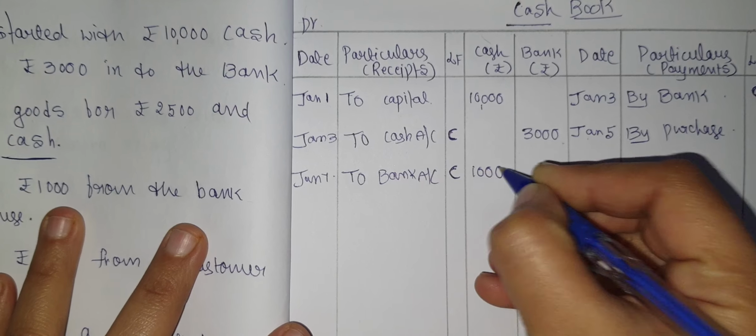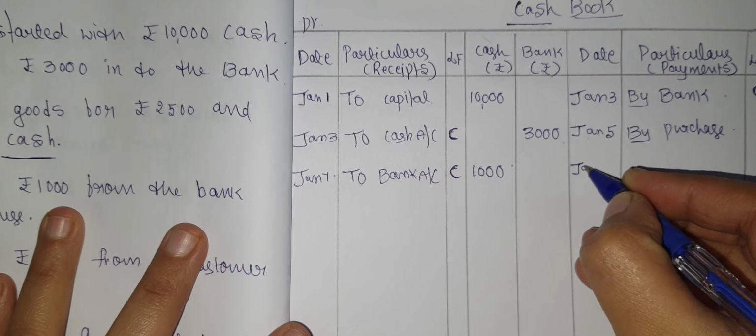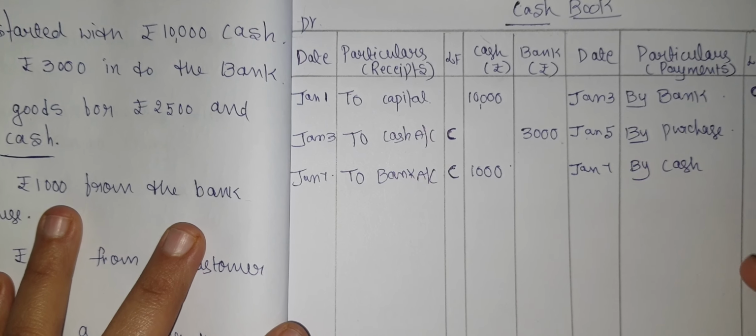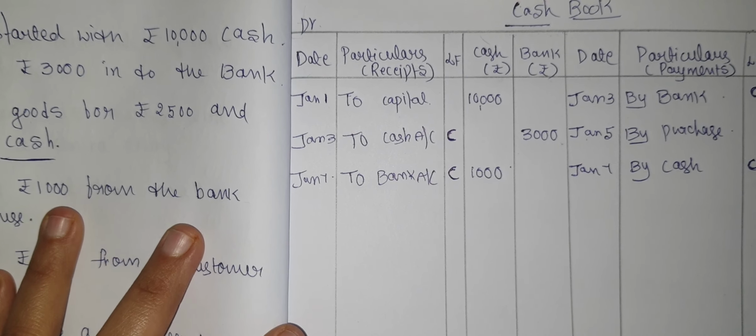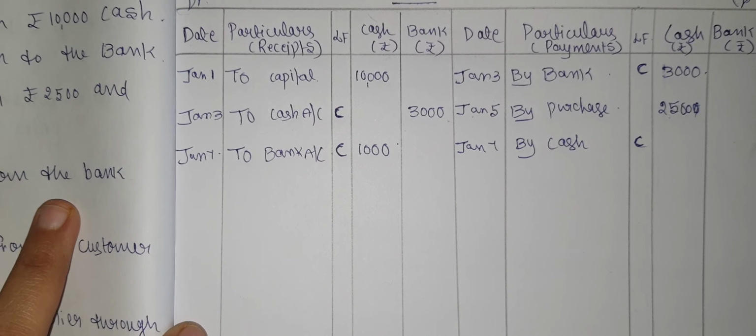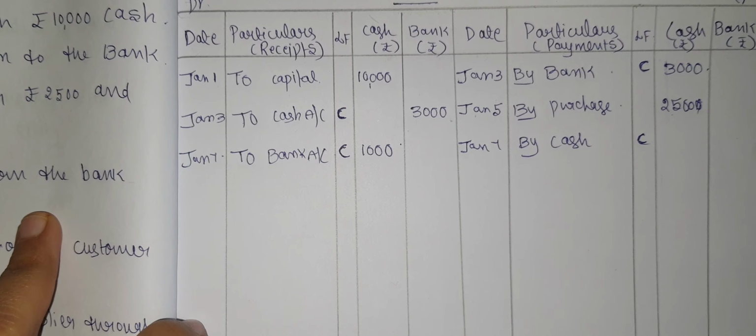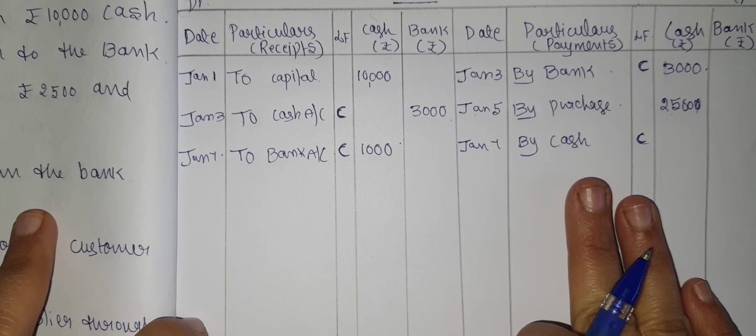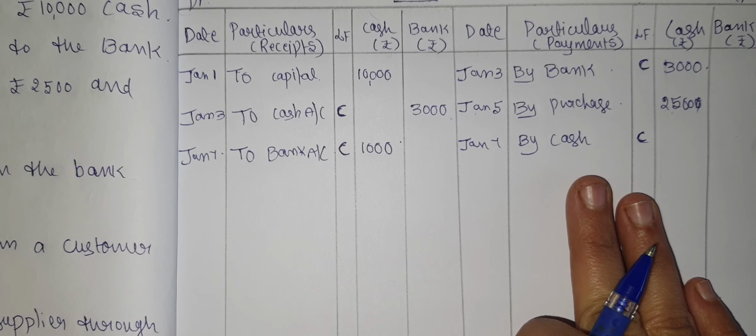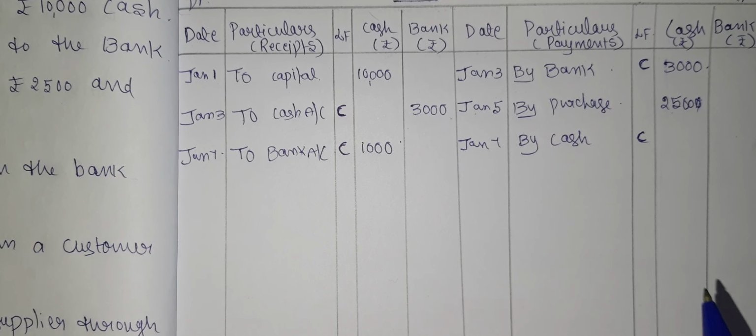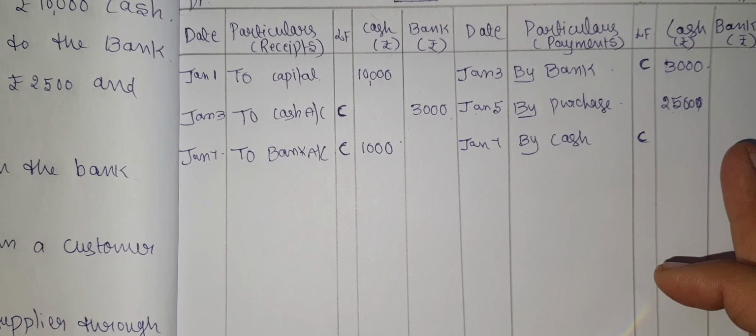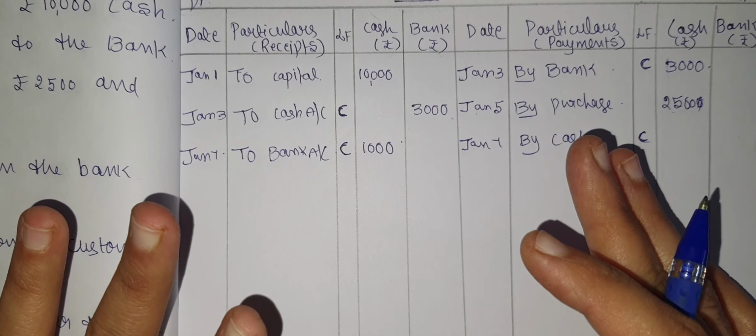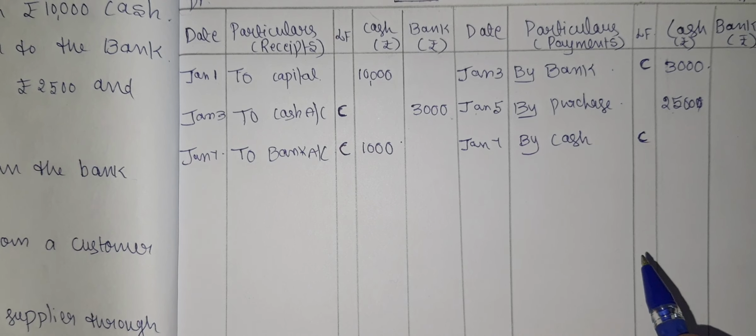And here on the credit side, write down by cash, and write down C in the ledger folio. And again, in the bank column on the credit side, record the decrease in the bank balance. Means what? When cash is withdrawn from the bank account, the balance will decrease.